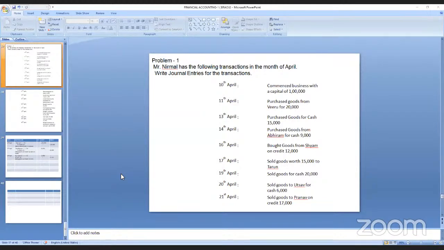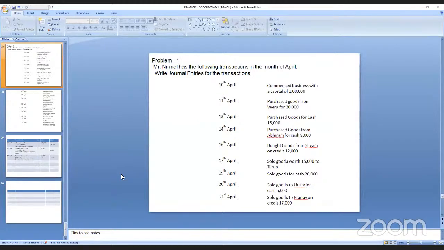Sold goods to Utsav for cash, 6,000. That is Utsav account, cash account debit to sales account. The 17th one: sold goods worth 15,000 to Tarun. Tarun account debit to sales account. Very good, Nausheen.